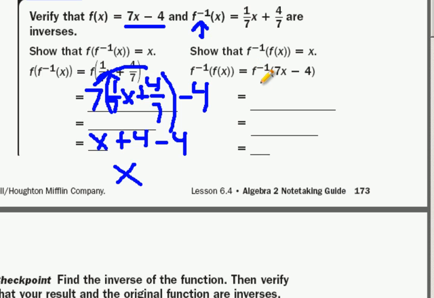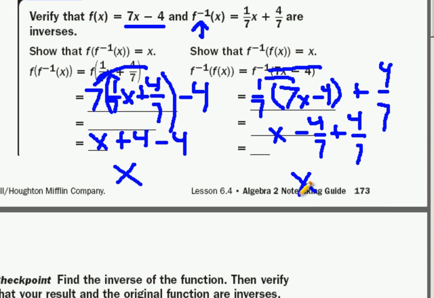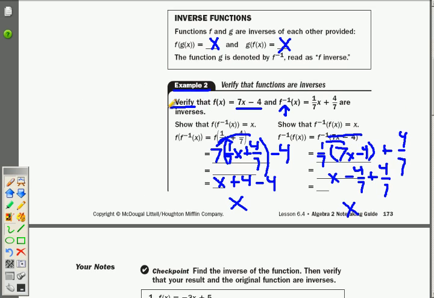This one's a little more difficult, but we have 1/7 times (7x minus 4) plus 4/7. And if I distribute, I get x minus 4/7, 1/7 times 4, plus 4/7. And I get an x because those cancel each other out. And therefore, I've verified that we, in fact, have inverses. You guys go ahead and do the checkpoint there and see how you do.